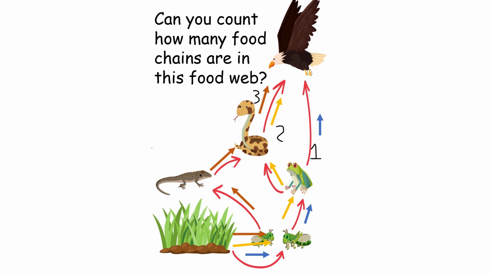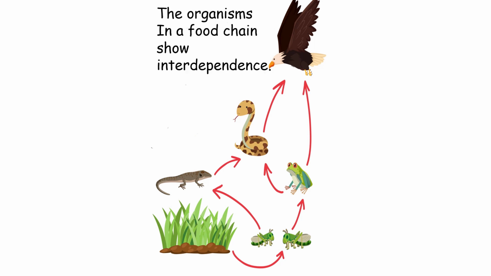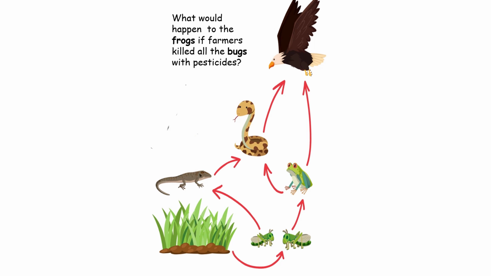Okay, now you have to know about how all the organisms are linked in a food web. And what do the arrows show? Well, these red arrows show the direction of the flow of energy. So the sun's energy goes into the plant, and then that energy from the sun that's in the plant goes into the insects, into the organisms in the level above, and then the level above and the level above. So organisms in a food chain show interdependence. This means they're interlinked.